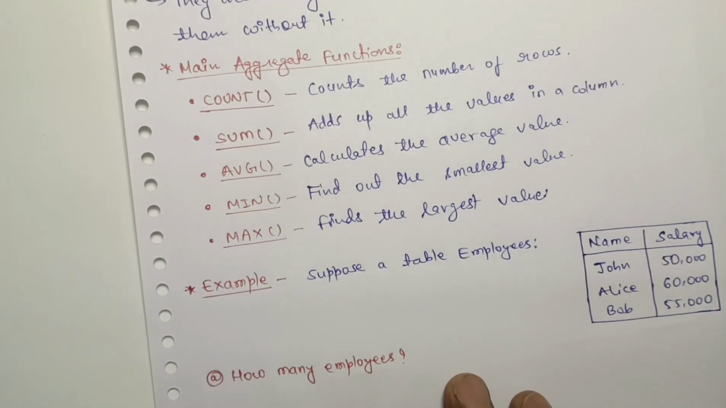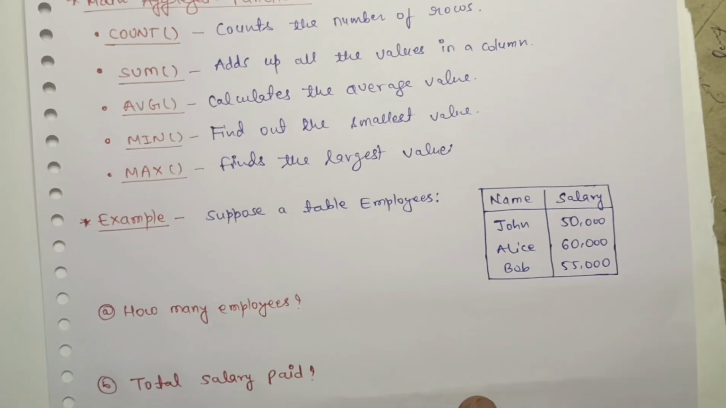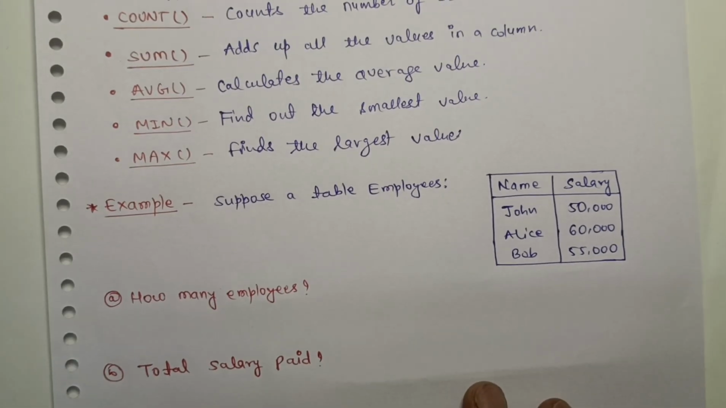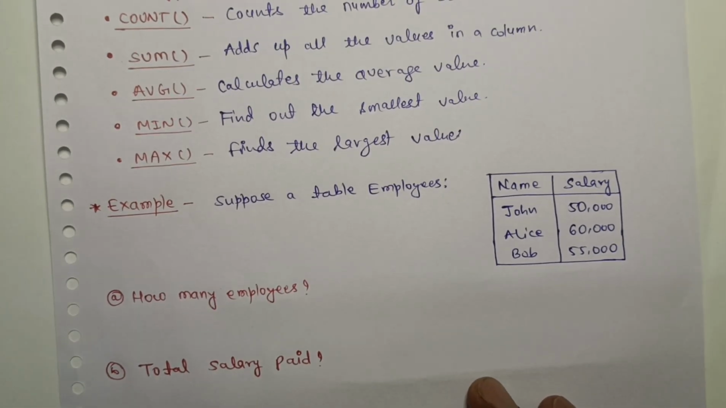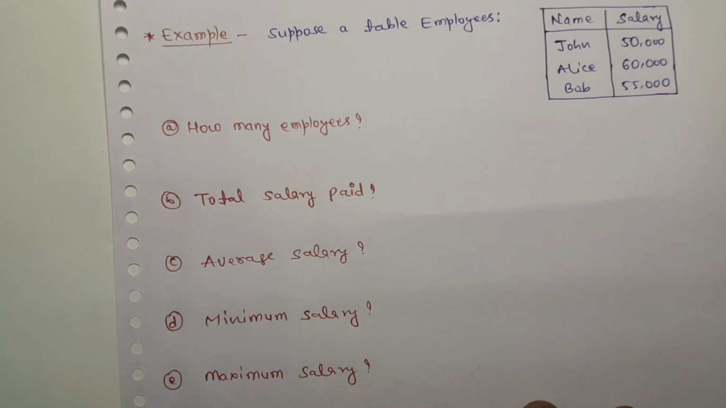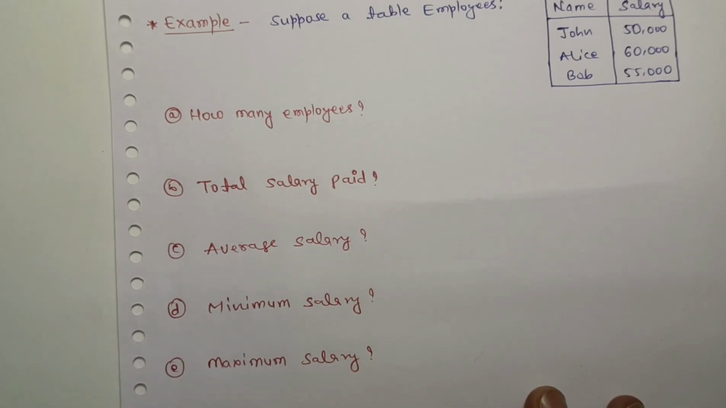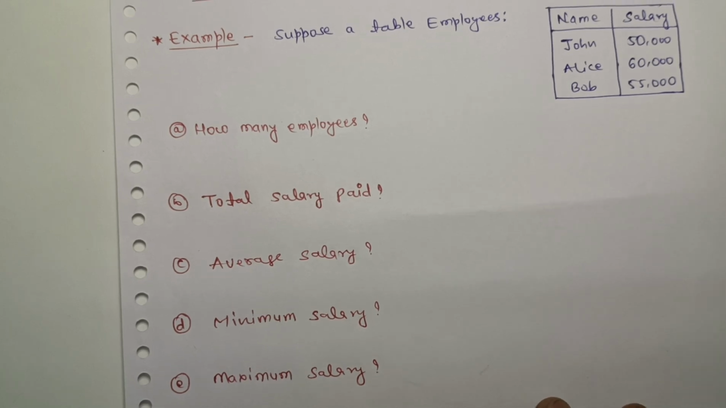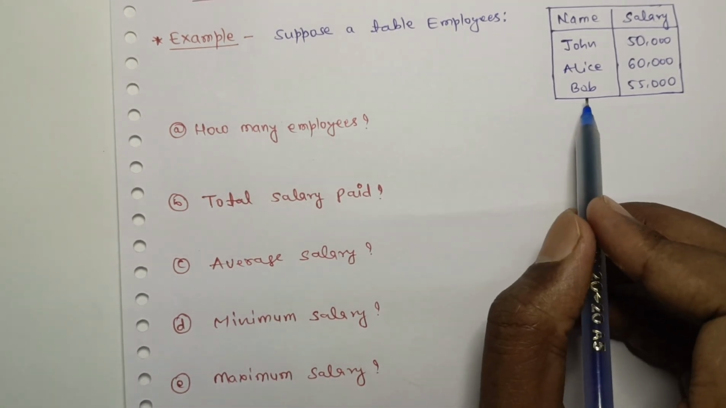Let's suppose we have a table named employee, which contains two columns named name and salary. So if we want to do some operations to retrieve the data from the table, then what will be the result? Let's see. So the first question is, I have to find out how many employees are present in this employee table.